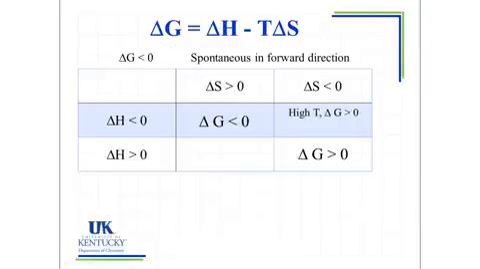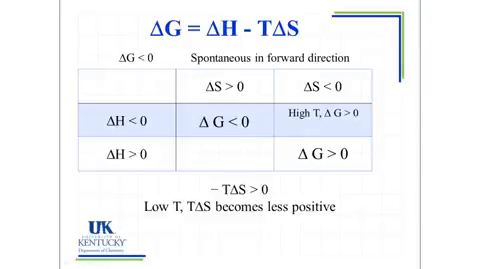Now we need to see what happens at a low temperature. If I have minus T delta S greater than 0, which I'll have because delta S itself is negative, that means that term will be positive. At low temperature, T delta S becomes less positive. It's decreasing in value.